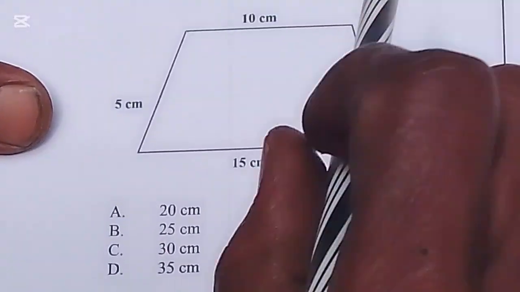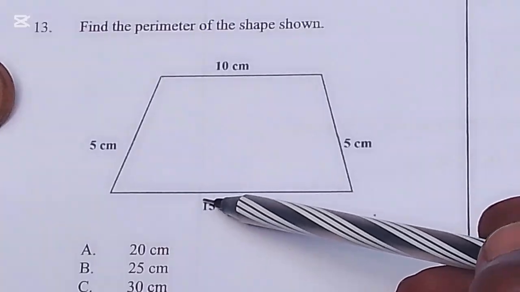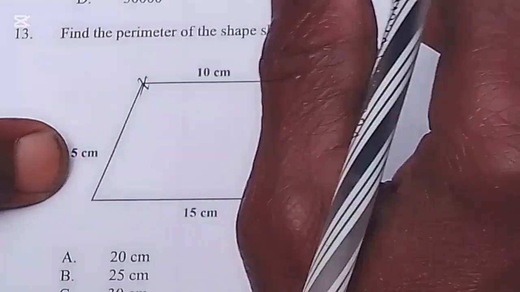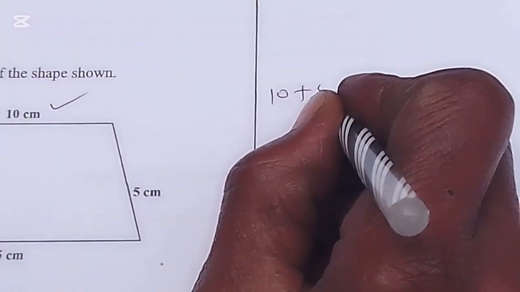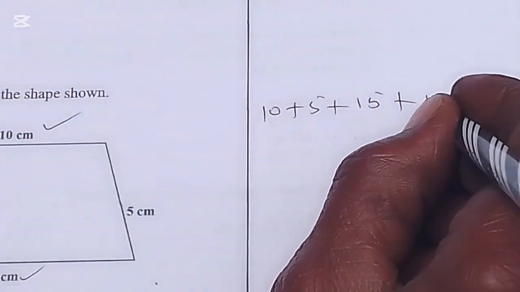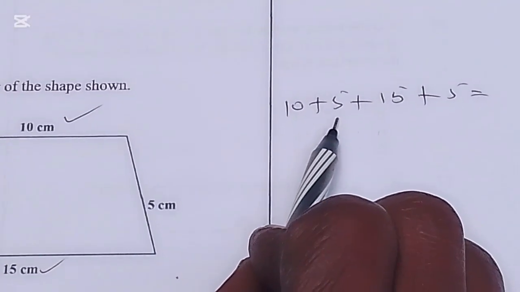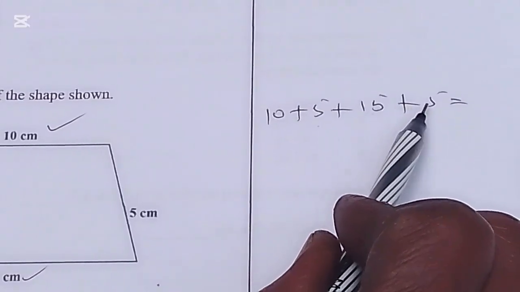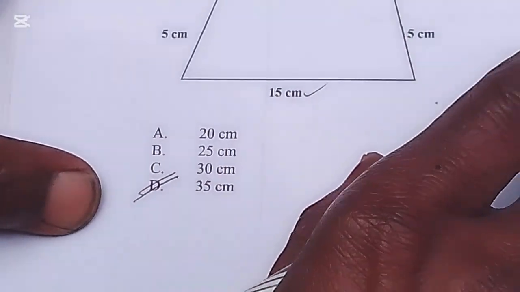Number 13. Find the perimeter of the shape shown. We know perimeter is distance around a plane figure. So we can start here going clockwise. 10 plus 5 plus 15 plus 5. This is 15 plus 15, that is 30 plus 5, 35 centimeters.